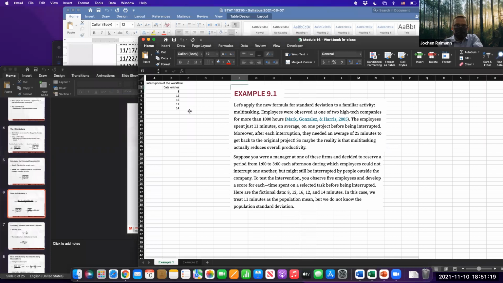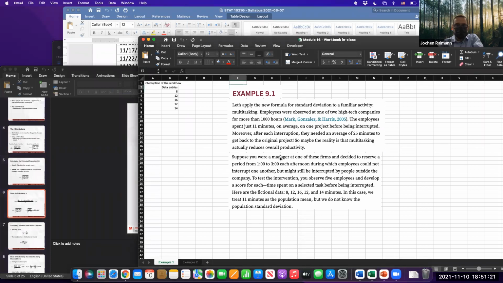So, I have here the example. Let's apply the new formula for standard deviation to a familiar activity, multitasking. Employees were observed, this is the example from the slides, at one of the high-tech companies for more than 1,000 hours. The employees spent just 11 minutes on average on one project before being interrupted. Moreover, after each interruption, they needed an average of 25 minutes to get back to the original project. So maybe the reality is that multitasking actually reduces overall productivity.